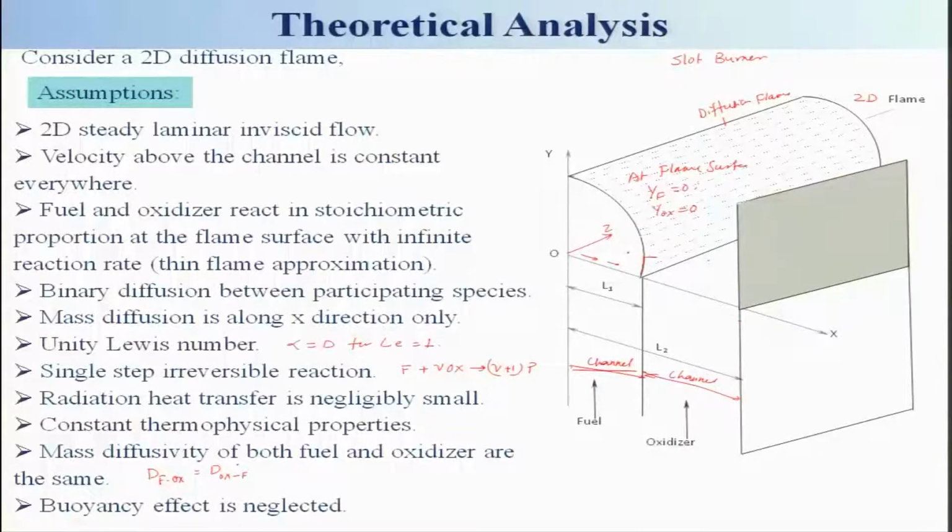So, with these things we will now look at the various conservation equations. Keep in mind that the velocity above the channel is basically remaining constant everywhere. That means Vx, along the x direction, will be 0, and only the dominant velocity is Vy. That is what we will be considering.